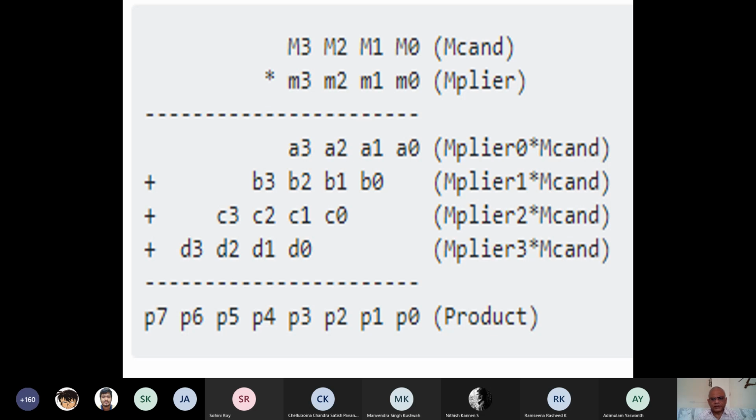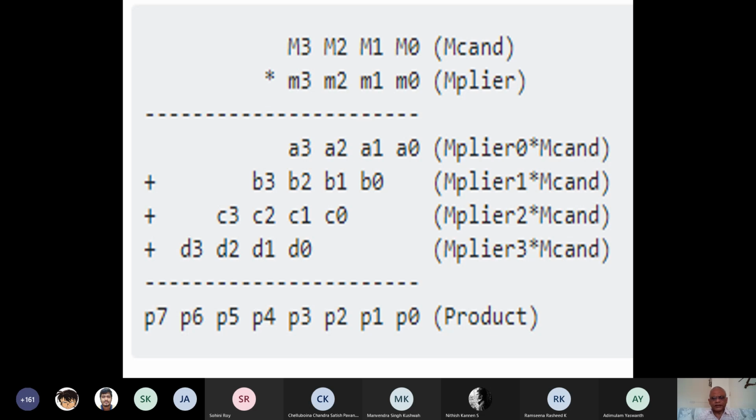Our observation is that the 0th bit of the product is obtained directly as A0, and A0 is nothing but multiplier 0 bit into multiplicand. That means if the multiplier 0th bit is 0, then A0, A1, A2, A3 are all zeros. If the multiplier 0th bit is 1, then it is the multiplicand itself. So P0 is equal to 0 if the multiplier 0th bit is 0. P0 is capital M0 if the multiplier 0th bit is 1.